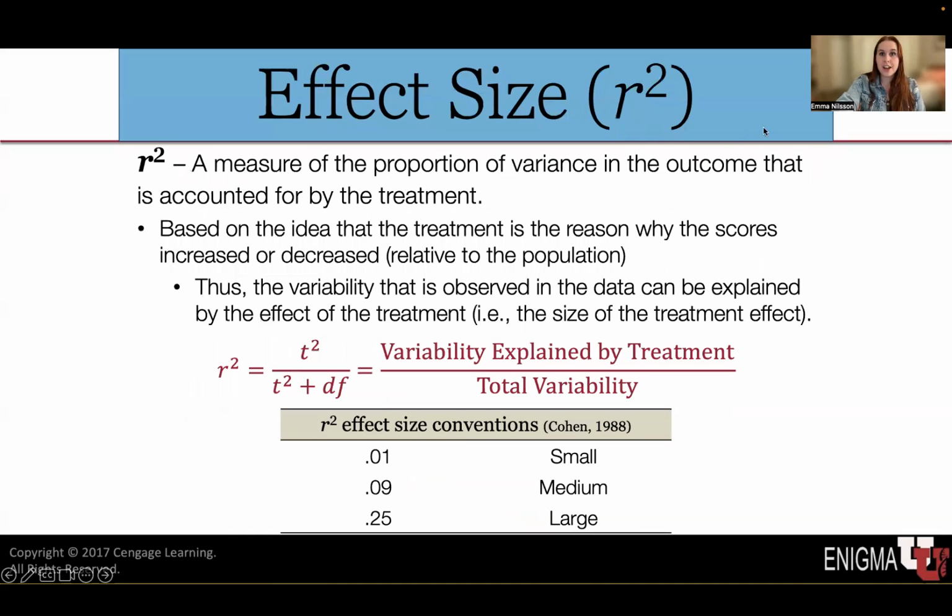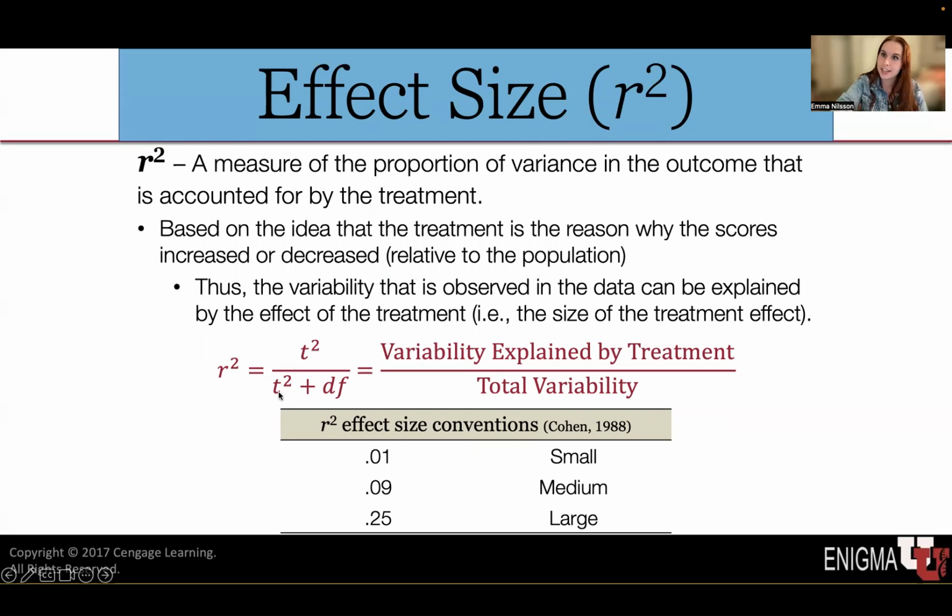Another way that we can measure effect size, especially with a t-test, is by r squared. This is a slightly different way to measure effect size, and it also is going to have some different conventions. R squared is actually the measure of the proportion of variance in the outcome that is accounted for by the treatment. In other words, it's how much variance in our sample is due to treatment versus just normal variance between people. It's quantifying that number. And yes, right here, it's based on the idea that the treatment is the reason why the scores have increased or decreased relative to our population mean.